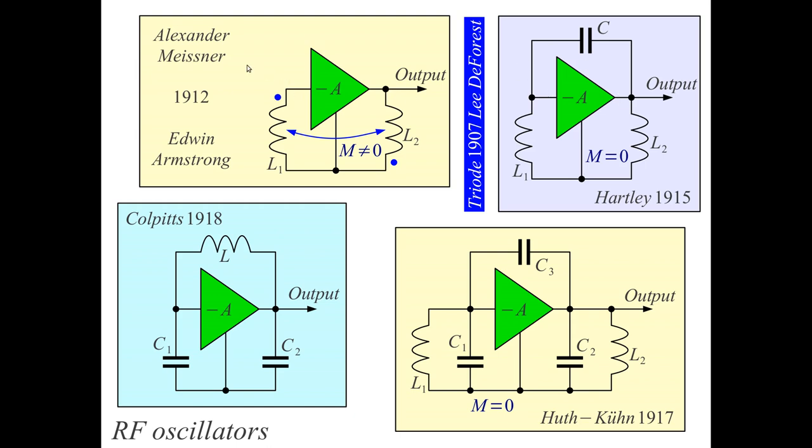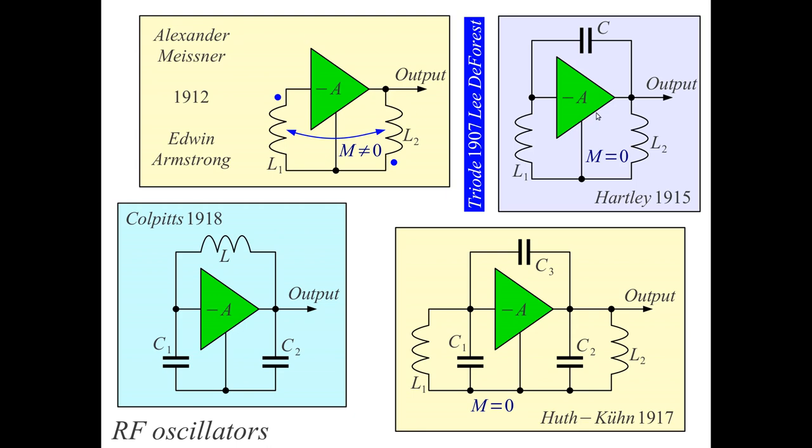While for Armstrong and Meissner oscillators, we selected the correct phase by selecting the sense of the winding of the two coils. Here we use mutual inductivity between the output and input coil, and we have to arrange the sense of the winding of these coils in such a way to get positive reaction from the output to the input.